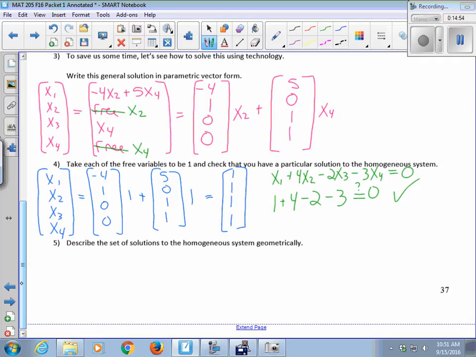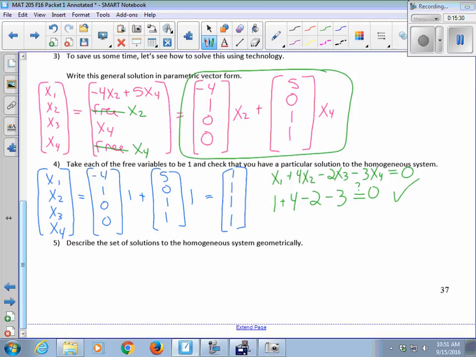So verbally, I want to describe this set of solutions. This is all of my solutions. There are infinite solutions. I've described them here. I want to describe the set of solutions geometrically. So where do these solutions live? R what? R4, yeah, because those are vectors with 4 entries. They live in R4.